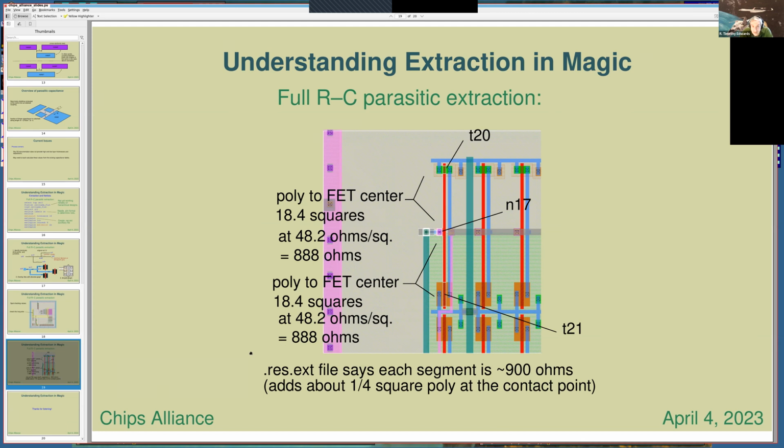And if I look in Magic's SPICE file or the .res.ext file, which is its internal extraction format, it says that line is about 900 ohms, which is in fact about 888 plus the little tab of poly where it connects out to the center point. So just doing basic spot checks of wires, it looks like the answer is valid.